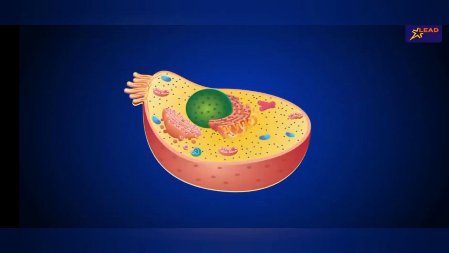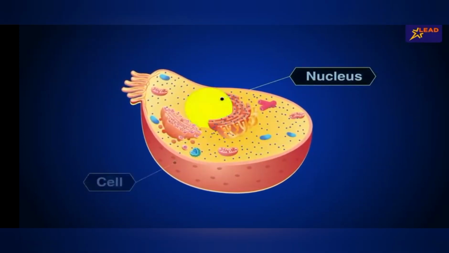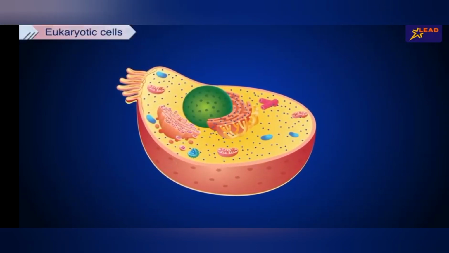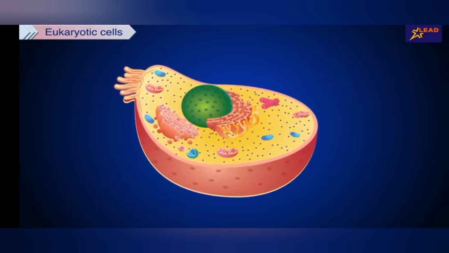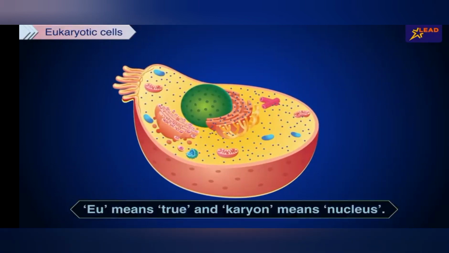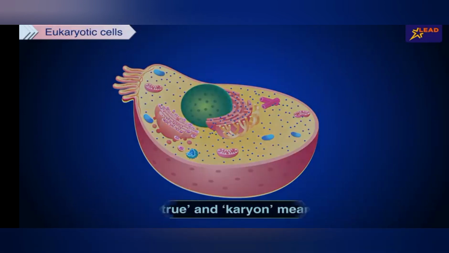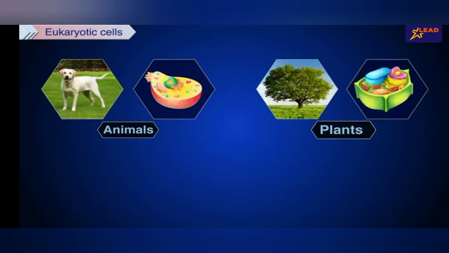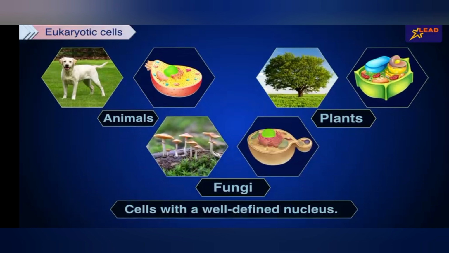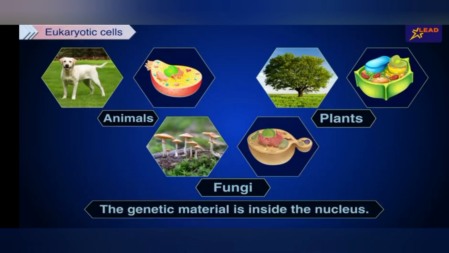So, we learned about the nucleus present in the cell. These types of cells that have a nucleus present in them are called eukaryotic cells. Eu means true and karyon means nucleus. Animals, plants and fungi all have eukaryotic cells. That is, cells that have a well-defined nucleus with genetic material inside it.